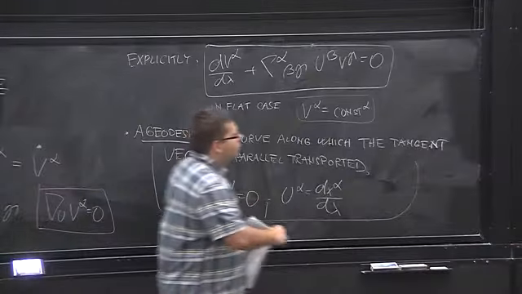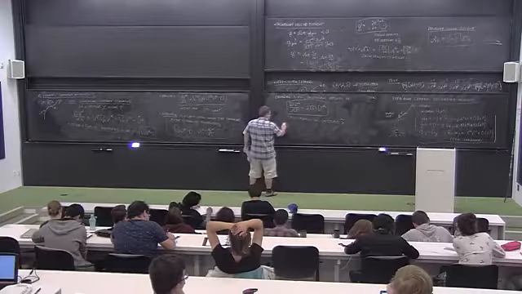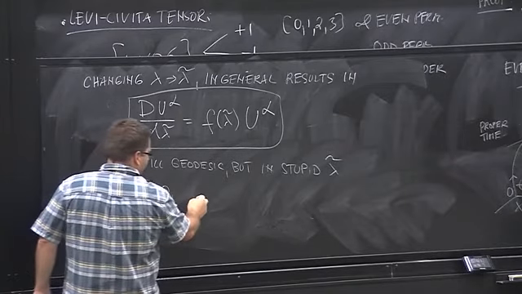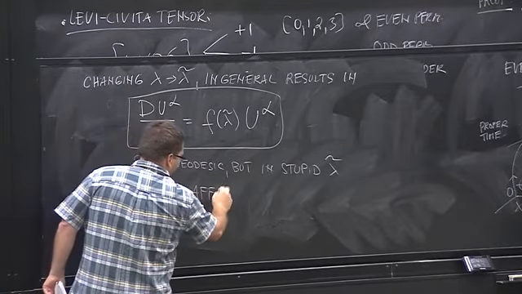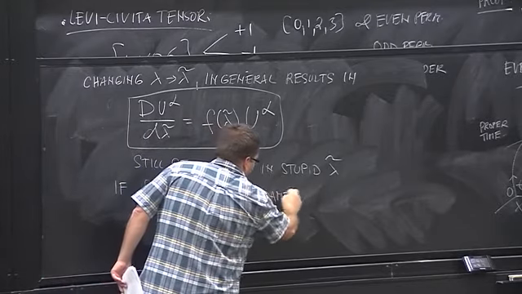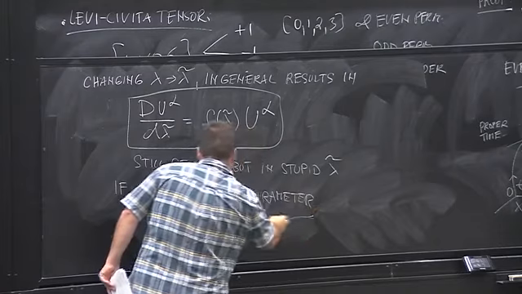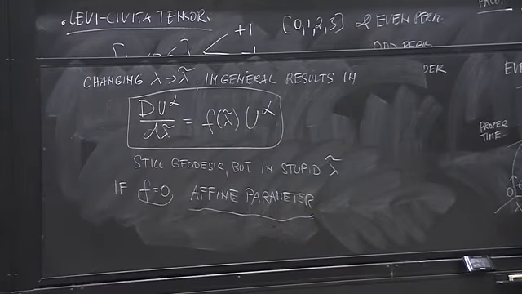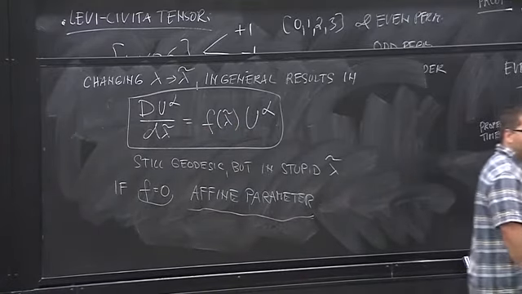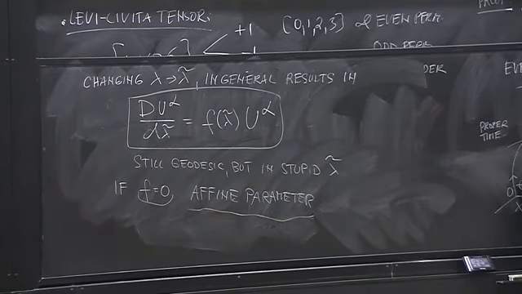Now, if f equals 0, the parameter is nice, and that parameter is called an affine parameter. An affine parameter is simply a nice parameter which makes this right-hand side equal to 0. And you can always find such a parameter, lambda tilde. Are there any questions so far?